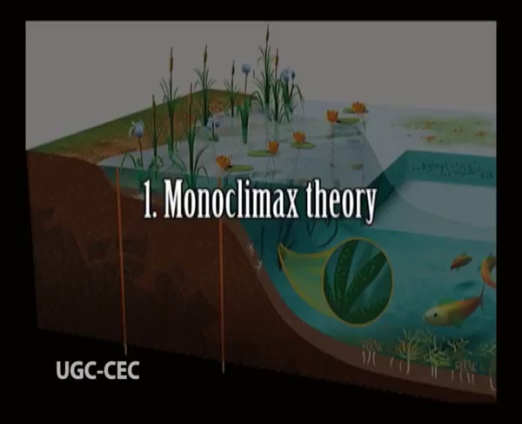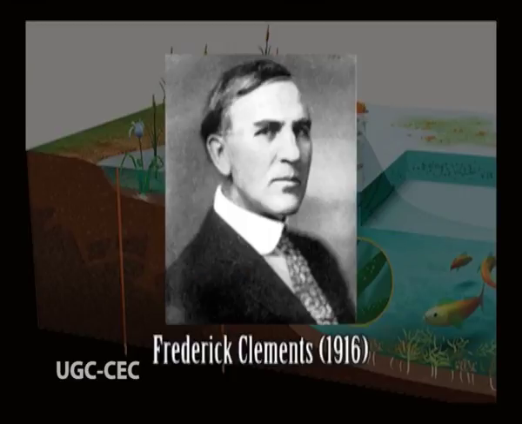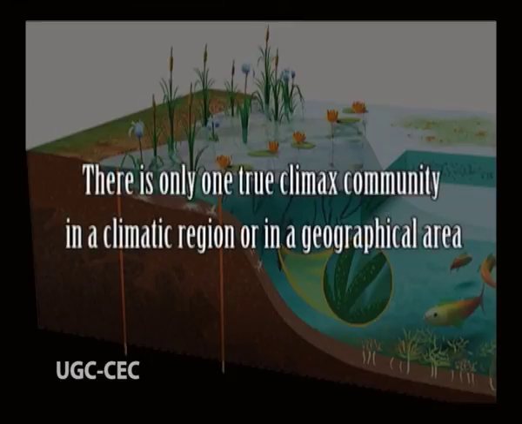Number one is the monoclimax theory. Monoclimax theory was proposed by Frederic Clements in 1916. According to this theory, there is only one true climax community in a climatic region or in a geographical area. All other communities present in the area in addition to the climax community are regarded as subordinate communities, which are further recognized as subclimax, disclimax, preclimax, postclimax, and so on.